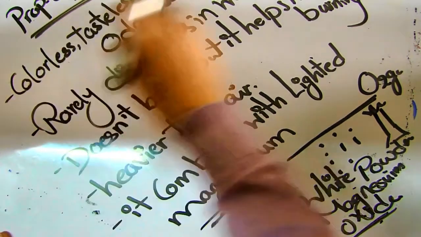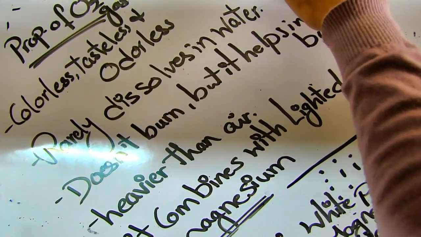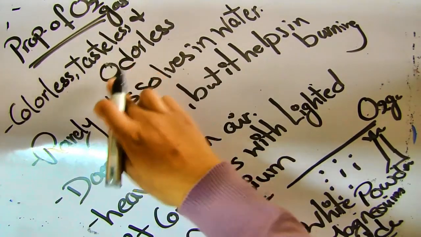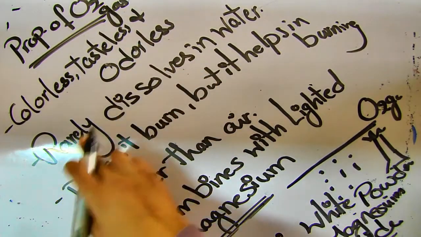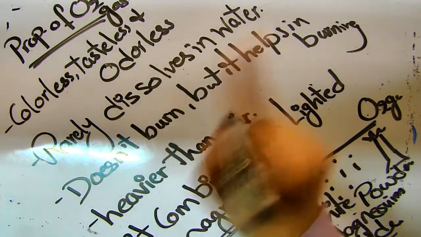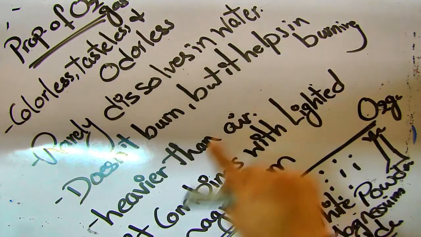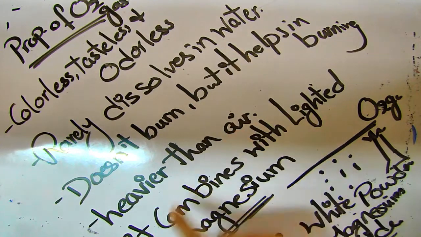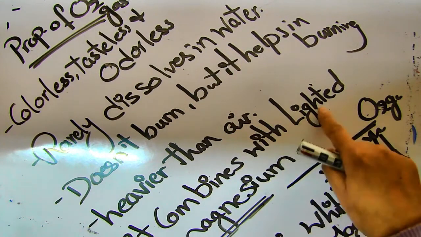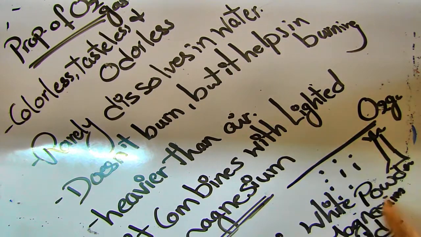Properties of oxygen again. It is colorless, tasteless, and odorless. It scarcely dissolves in water. It doesn't burn, but it helps in burning. It is heavier than air. It combines with lighted magnesium, forming a white powder of magnesium oxide.